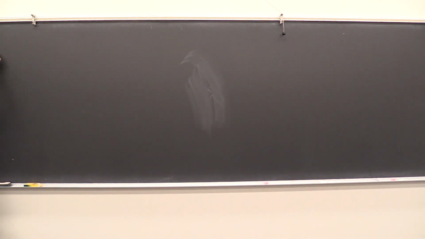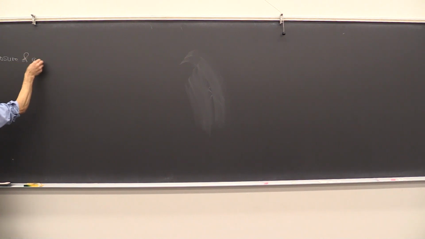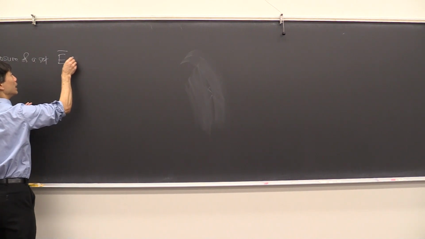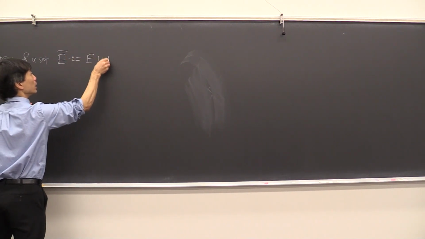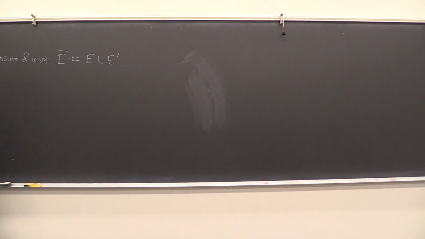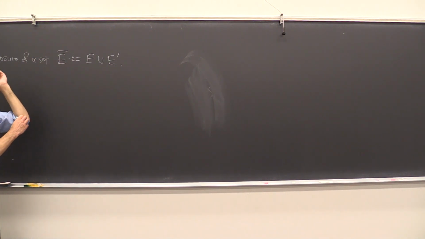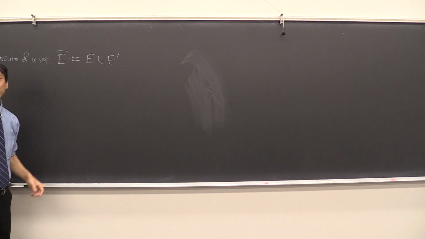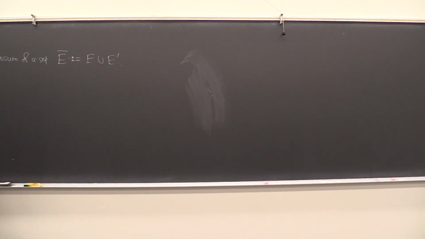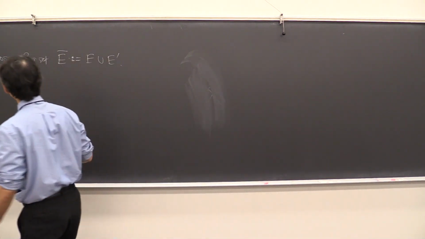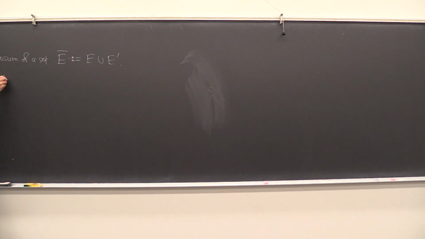closure, right? Remember, we've got this thing called the closure of a set, E bar, and that was defined to be E union its limit points. We saw that this was a closed set containing the set, and in fact, it turns out to be the smallest closed set containing that set.